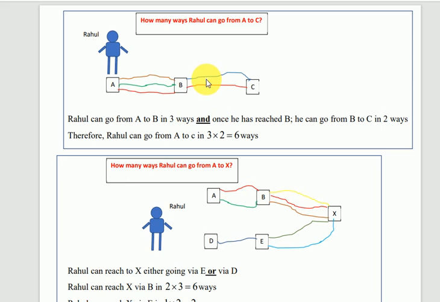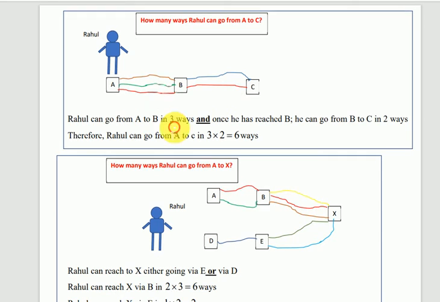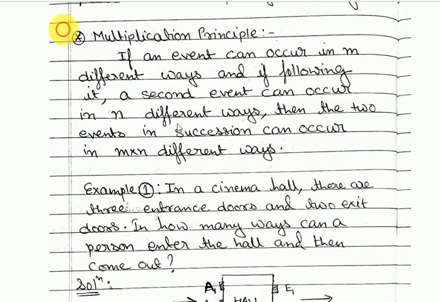And this second event can be done two ways. Then the two events in succession can occur in m into n different ways. So in this case, going from A to B and then B to C, that means A to C can be done in 3 into 2 ways, that means 6 ways.